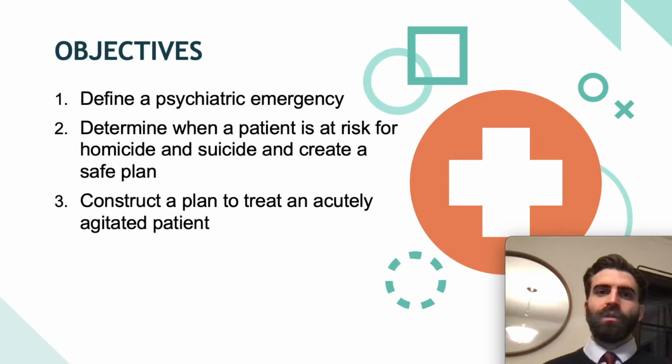Going along with the three major parts of this discussion are the three objectives. After this discussion, you will be able to define a psychiatric emergency, determine when a patient is at risk for homicide and suicide and create a safe plan, and then construct a plan to treat an acutely agitated patient.